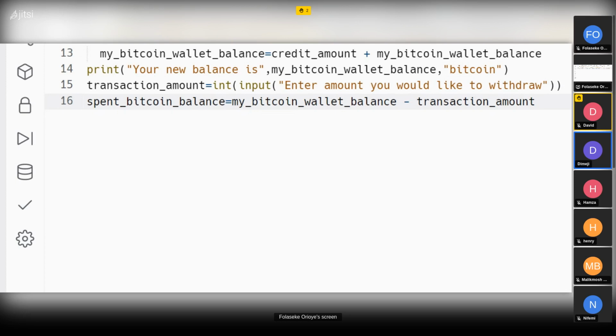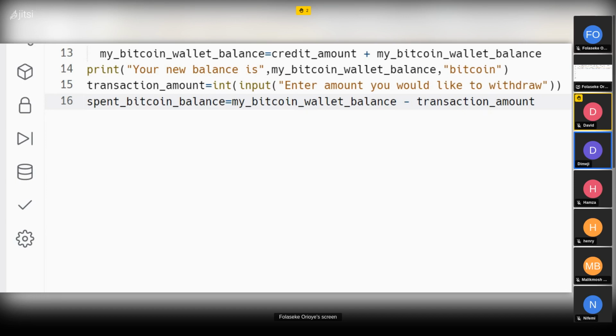David. Line 16 is trying to say that the spent Bitcoin balance, which is the amount you want to spend, is equal to the current amount you have in your wallet minus the transaction amount. That is the amount you want to withdraw. Thank you. Victor.